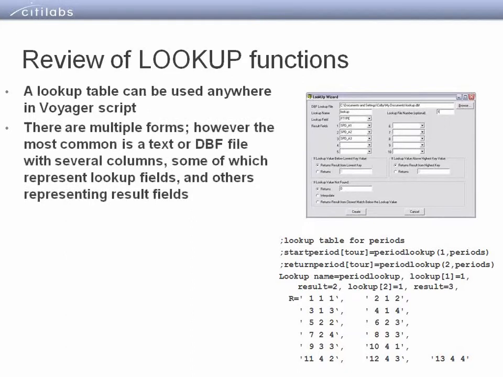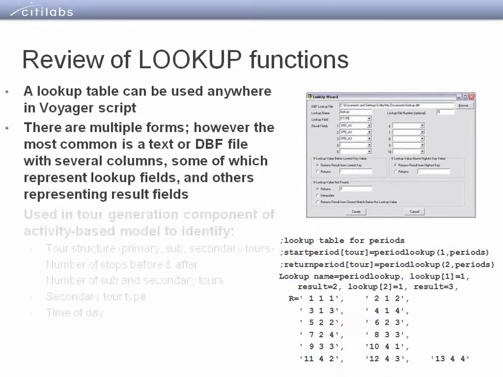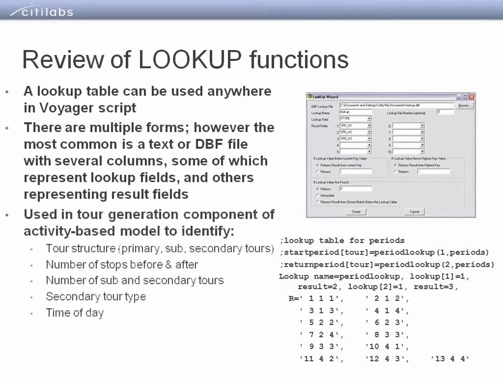So there are also a lot of lookup functions used in the activity-based model. These were in the previous implementation and are in the same implementation we're distributing with Cube Town. Obviously, a lookup table can be used anywhere in Voyager script. These are used in the tour generation component of the activity-based model to identify the tour structure, the number of stops before and after, the number of sub and secondary tours, the secondary tour type, and time of day.